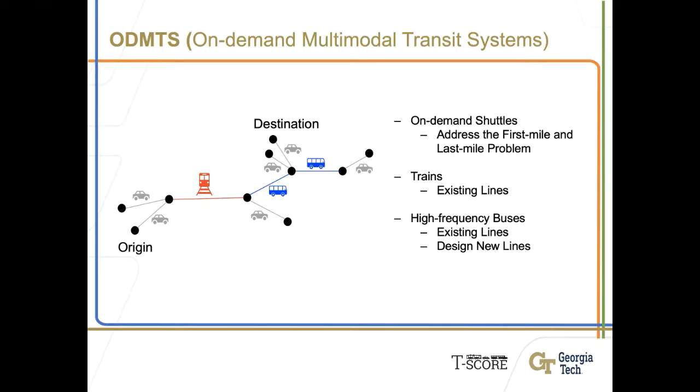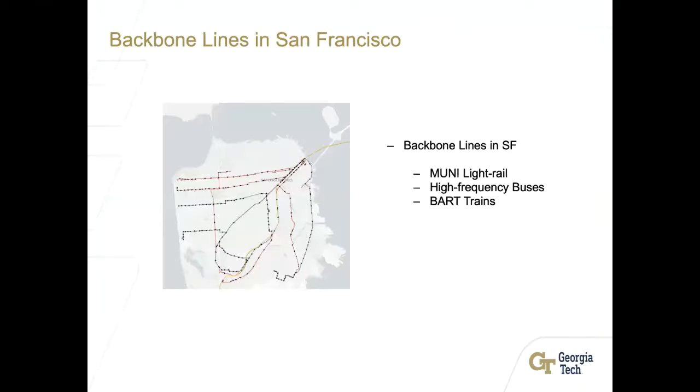mile anymore. So in the ODMTS, we have multiple trains and multiple high-frequency buses. Most of them are adopted from existing transit lines. And we are also trying to design a few new bus lines using our optimization model. Continuing from the previous slide, if we adopt some lanes from the existing system, we call them backbone lanes in the ODMTS.